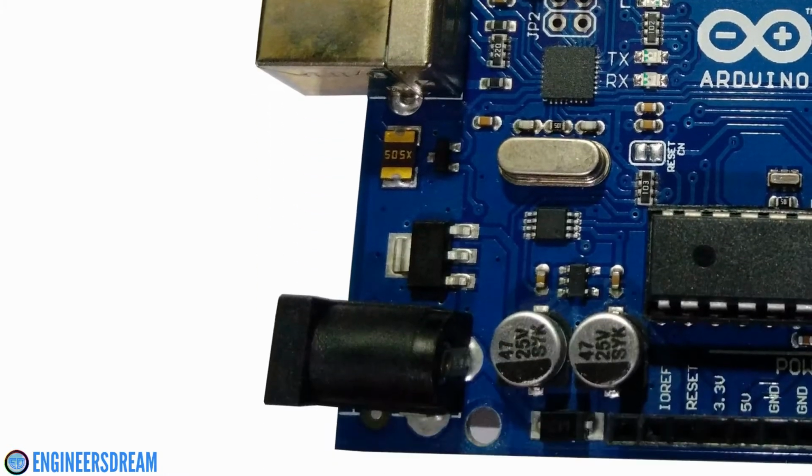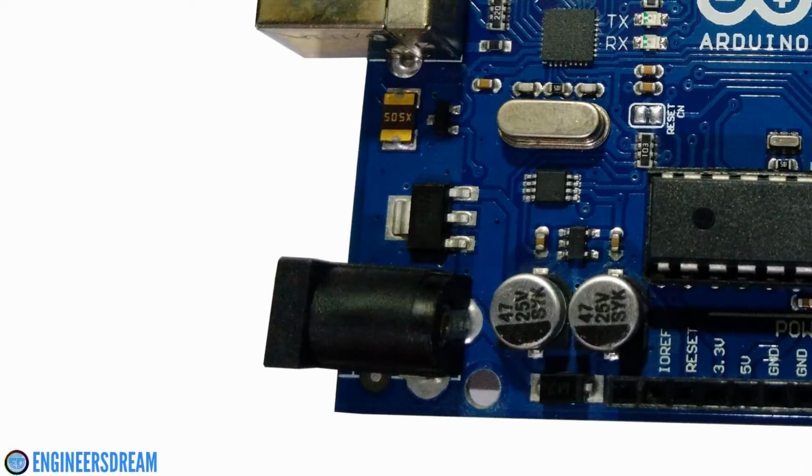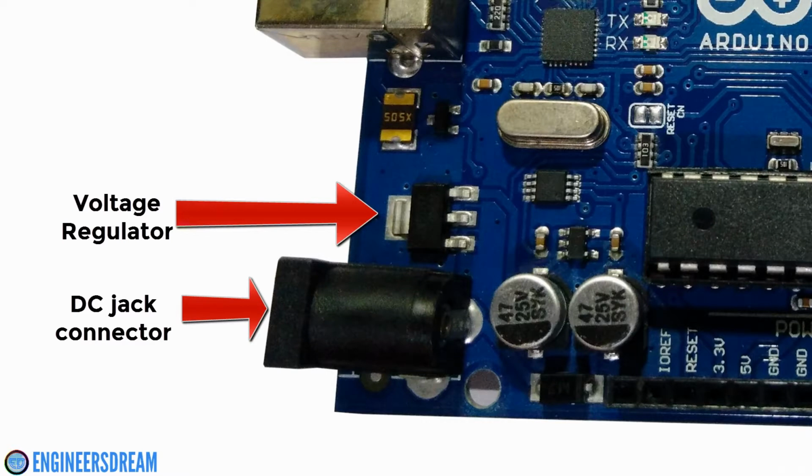Now, if you look at this part over here, which is on the lower left side, then this part is called the external power supply part. This part consists of a DC jack connector and a voltage regulator.